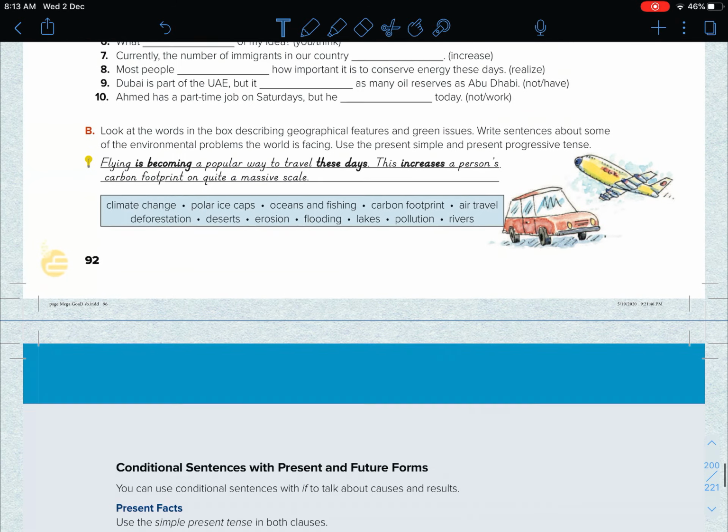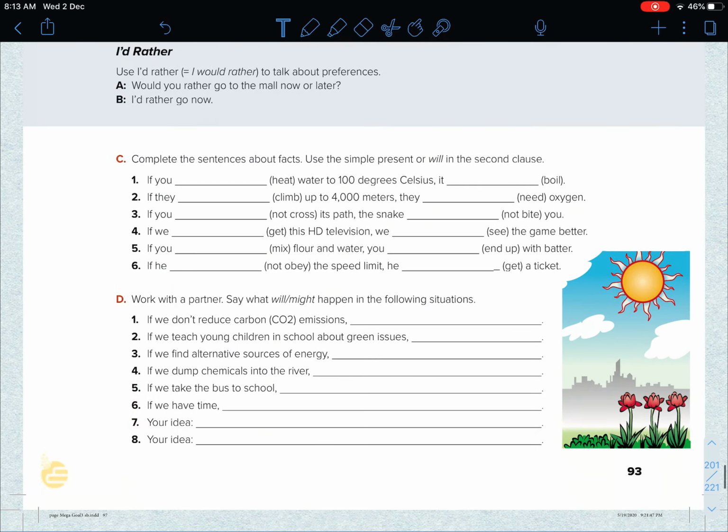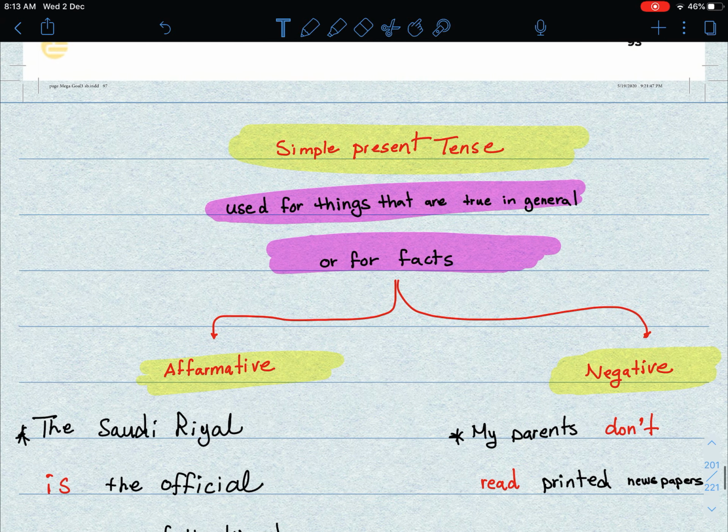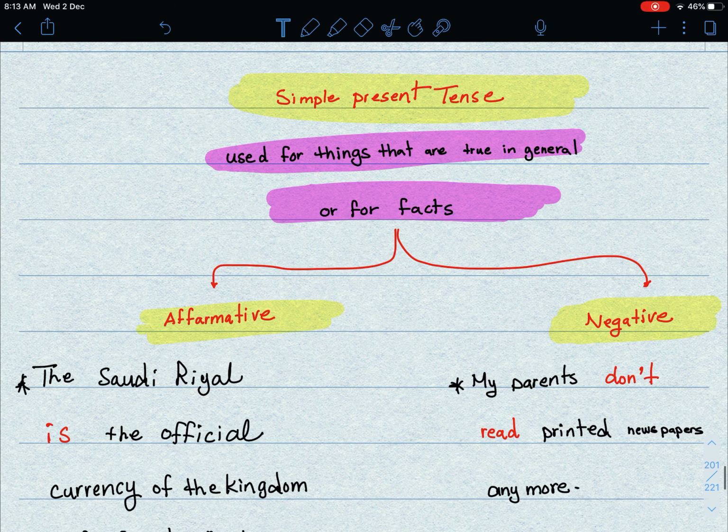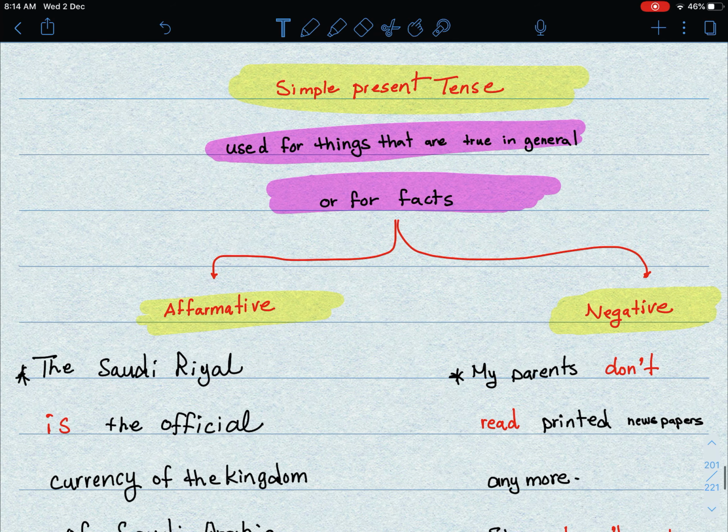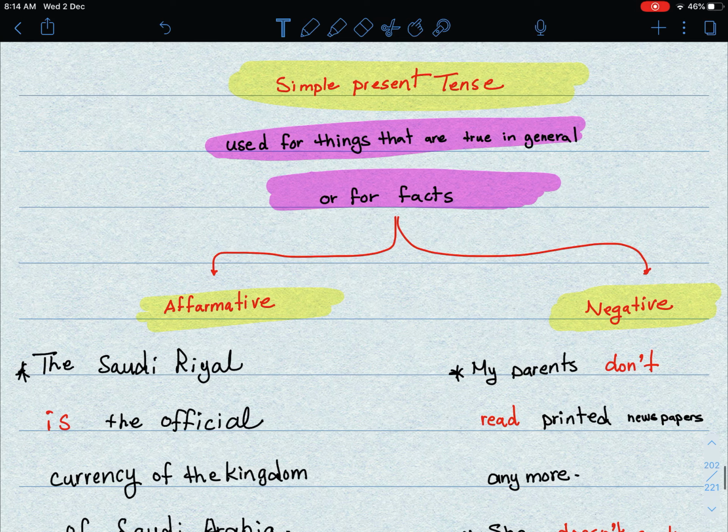Okay, so this unit is called Going Green. Please move on to pages 92 and 93 and please follow along with me as I explain this lesson. So the first thing we will be discussing is the simple present, اللي هي المضارع البسيط.